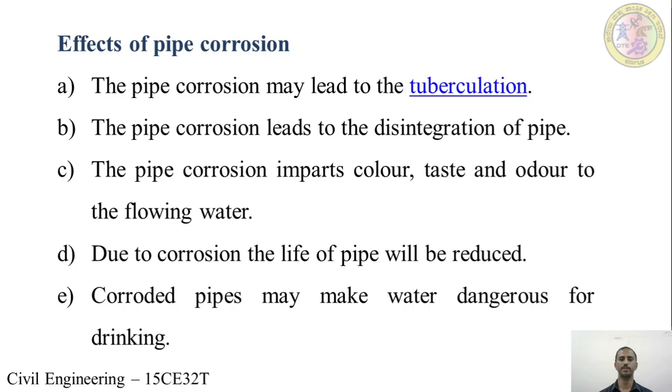Of course, due to corrosion, the life of pipe will be reduced. For example, the life of cast iron pipe is around 100 years, but due to corrosion, it may get reduced to 30 to 40 years. Corroded pipes may make water dangerous for drinking. Also, the corrosion on the inner surface of the pipe makes the surface rough, causing high frictional losses. This corrosion may spread to the connections and also the fittings. So these are all the effects of pipe corrosion.